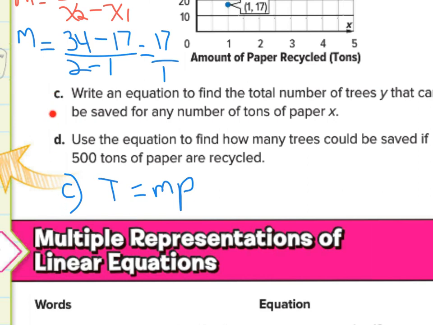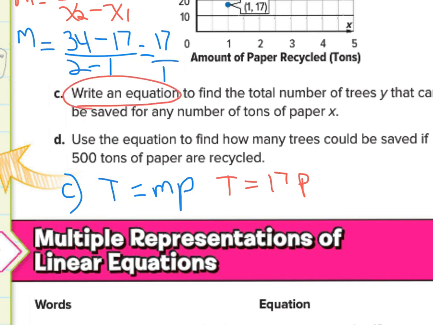I'm still answering question C, by the way. Our total number of trees is equal to our slope, or our rate of change, times the number of paper. I'm using P for paper. So if I replace my variables, I'm going to have my total, trees, and I know that my slope is 17. It's 17 per ton, times P, the tons of paper. So that is answering C, because it's asking us to write an equation.